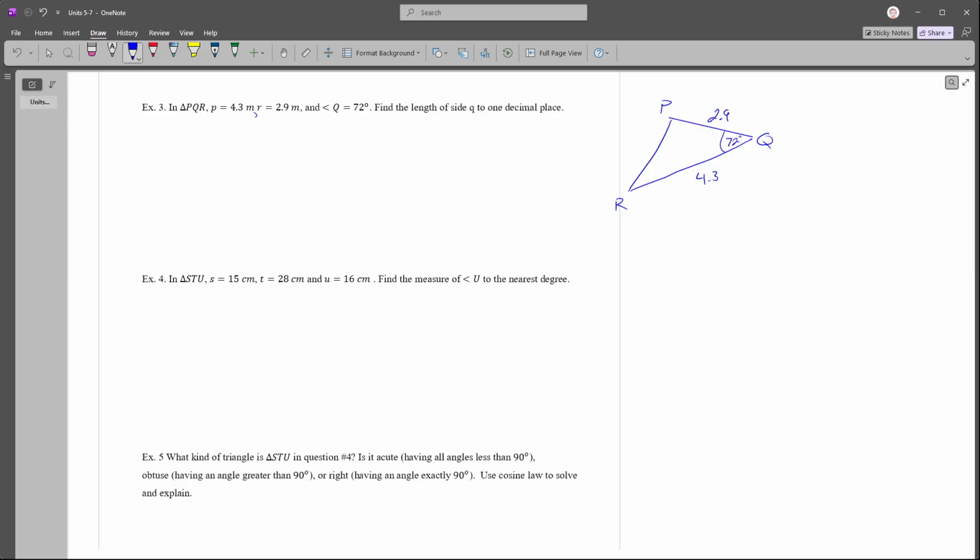So we got to look at this. Can we use the cosine law? We have side, angle, side. Oh, that's SAS. So yes, we can use the cosine law. And now we're trying to find the length of side Q.